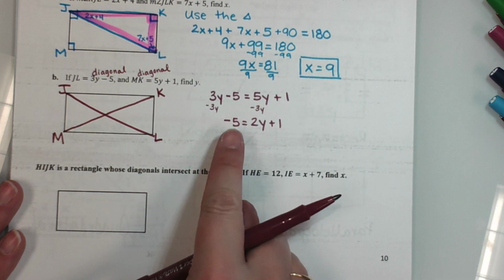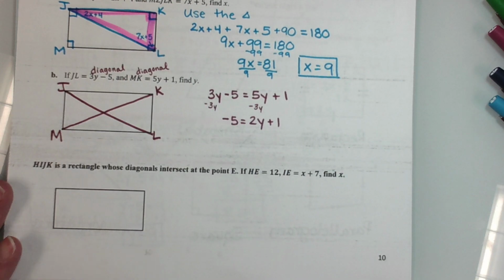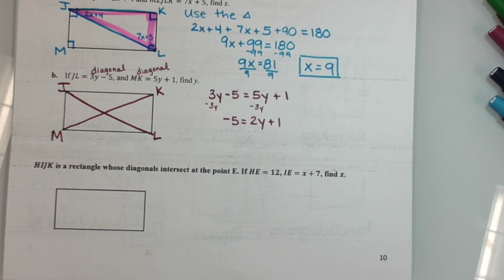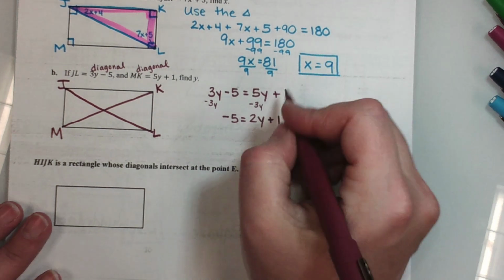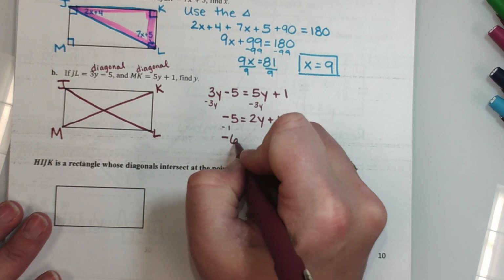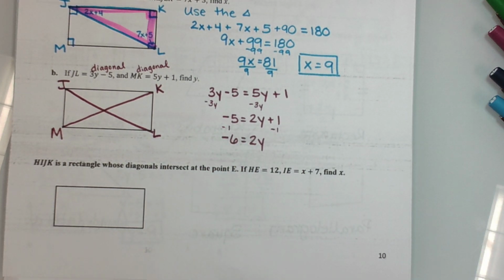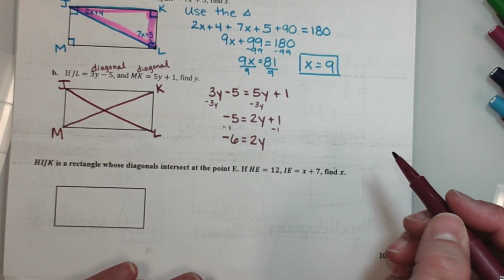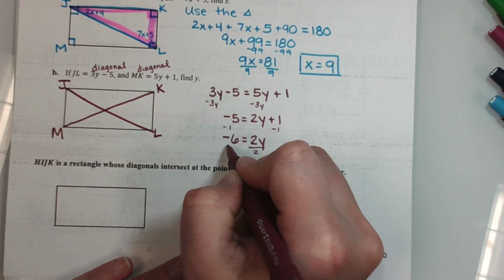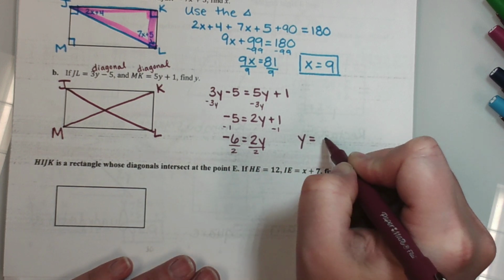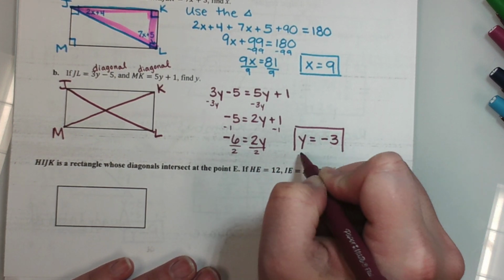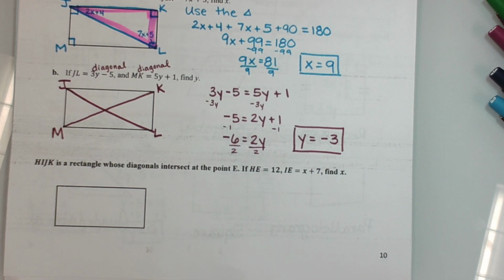Make sure we're leaving that negative with it. Where should I go next? Subtract 1. Negative 6 equals 2y. Uh-oh. This problem's got an issue with it. How would I finish? Yep, divide by 2. Y equals negative 3. You can have negative variables provided it doesn't make the side length negative.